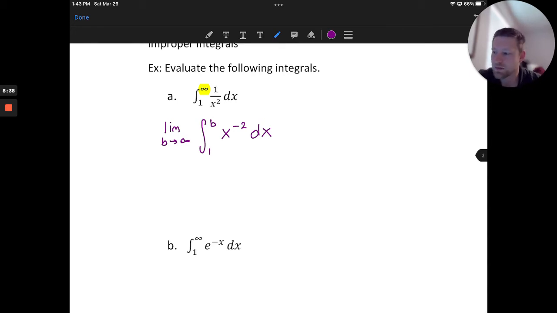Okay, so now that we have this setup, we can go ahead and consider our integral. So I'm going to rewrite my limit statement: limit as b goes to infinity. And then we will consider our antiderivative. We can say that this is x raised to the negative 2 power. We'll add 1 to that exponent and divide by the new exponent, negative 1, so we get negative x raised to the negative 1. And we'll evaluate this expression from 1 to b.